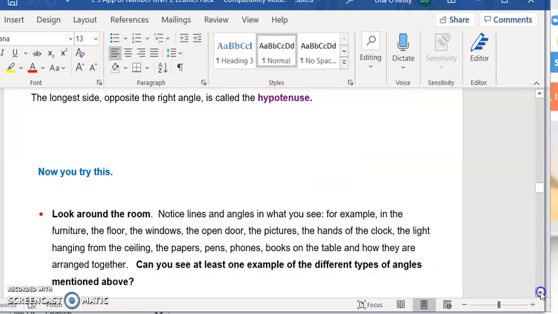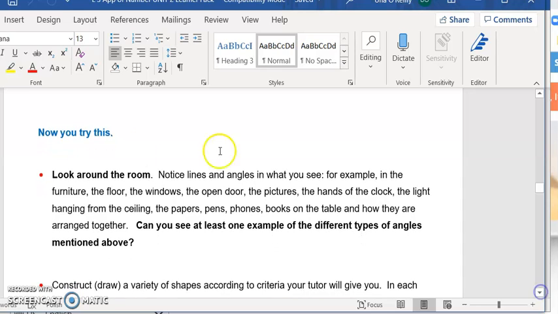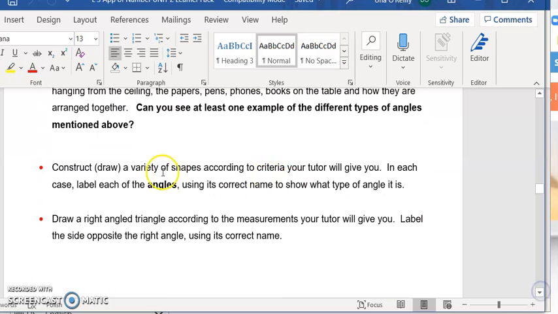Now it asks you to have a look around the room and find lots of different angles and triangles. Don't do that. It's a little bit difficult to do on your own. And it also asks you to draw a variety of shapes using criteria that I'll give you. Again, it's a little bit difficult to do on your own over video.